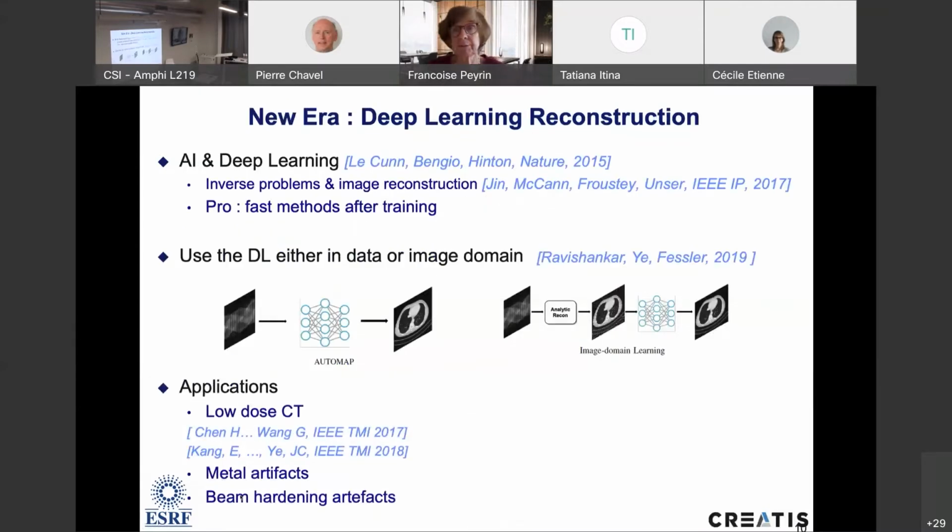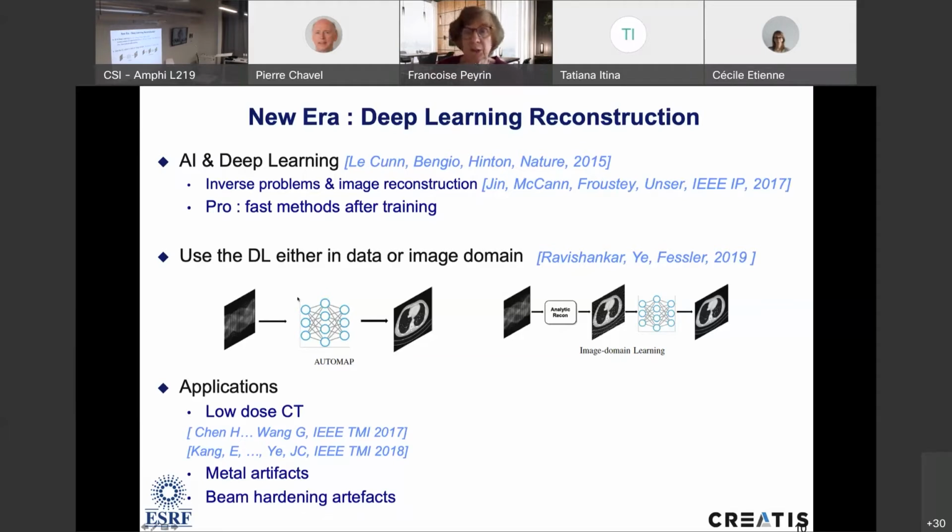Now there is a fourth generation of reconstruction methods that is brought by everything that is happening in deep learning. You know that deep learning is revolutionizing a lot of image processing algorithms, and it can also be used to reconstruct the image and solve an inverse problem.